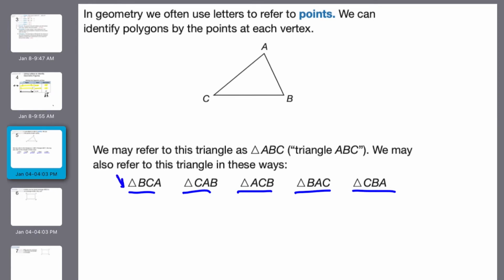So, for example, BCA: I'll start with B, go to C, and go to A. That's a valid way to name it. Or CAB: I could start at C, go to A, and go to B. And that's another way I can name the triangle. So any of those ways, just draw a triangle symbol, and then the 3 letters there.